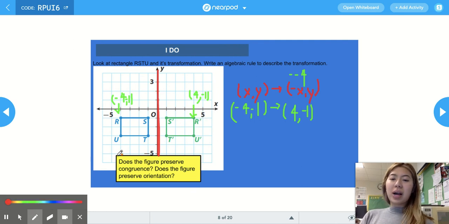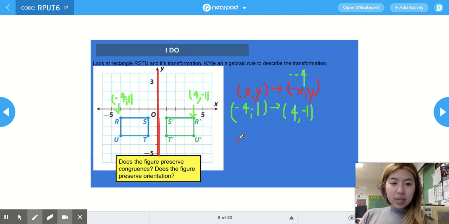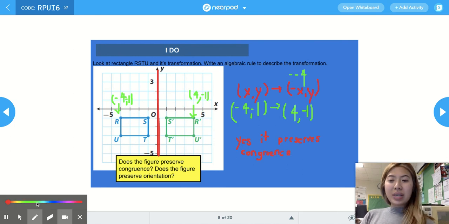To answer the question in this box, does the figure preserve congruence? Yes, it preserves congruence because the shape, even after it's been reflected, is the same shape, same size. And does the figure preserve orientation? No, it does not.